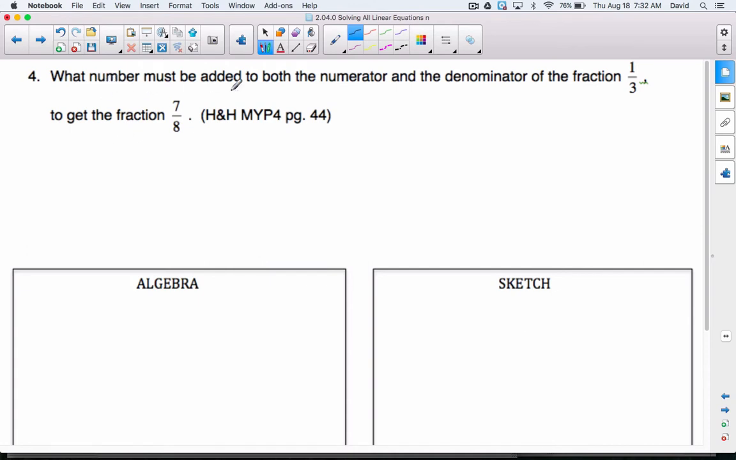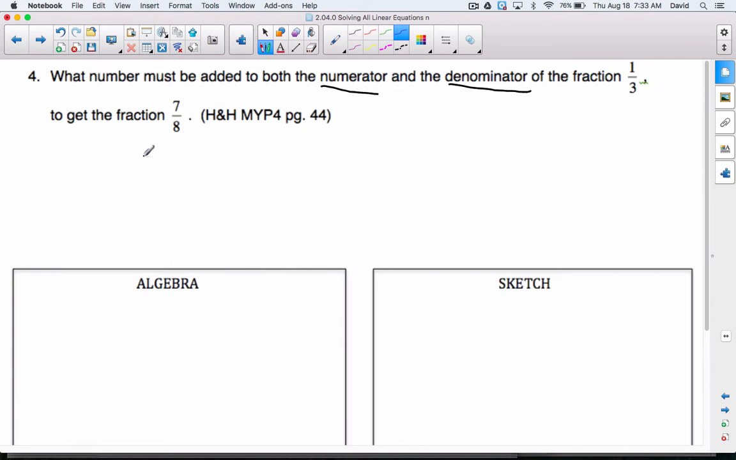We're looking for a number that must be added to both the numerator and the denominator. Well, the numerator, if you know, that's the top value of the fraction. So 1 is the numerator here, and 3 is the denominator of the fraction. And I want to add a number to both the numerator and the denominator of 1/3.